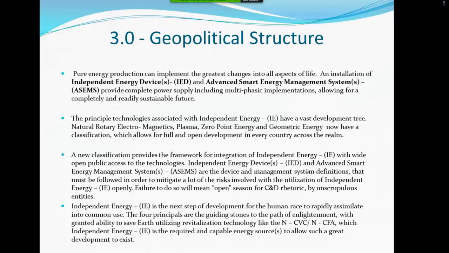So, as we see here, the framework for the integration of independent energy with wide open public access to the technologies, independent energy devices, and advanced smart energy management systems are the device and management system definitions that must be followed in order to mitigate a lot of the risks involved with the utilization of independent energy. This is the important part: failure to do so will mean open season for cloak and dagger rhetoric by unscrupulous entities.